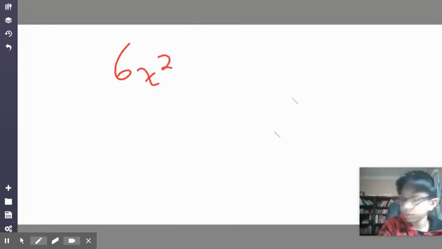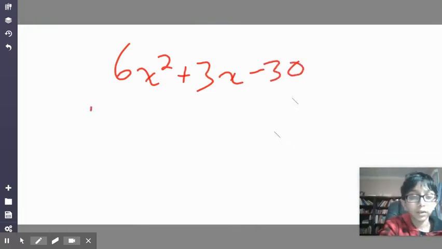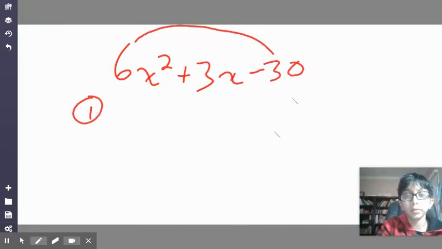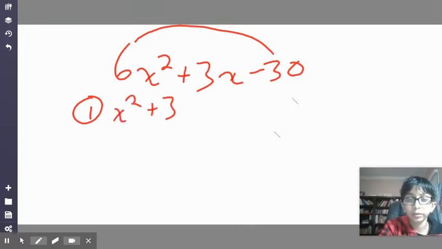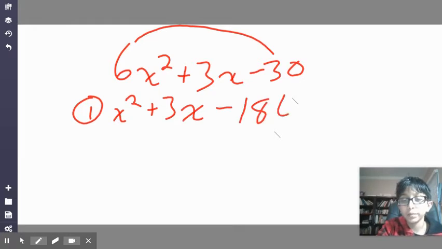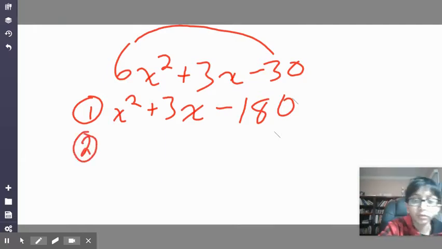6x squared plus 3x minus 30. Now, like I said, first step, take the a and multiply it by the c. So 6 times negative 30 is going to be negative 180. So we're going to get x squared plus 3x and then minus 180. So now that we have that sorted out, we're going to do the next step. The next step is to factor that. Factoring that should be pretty easy now.